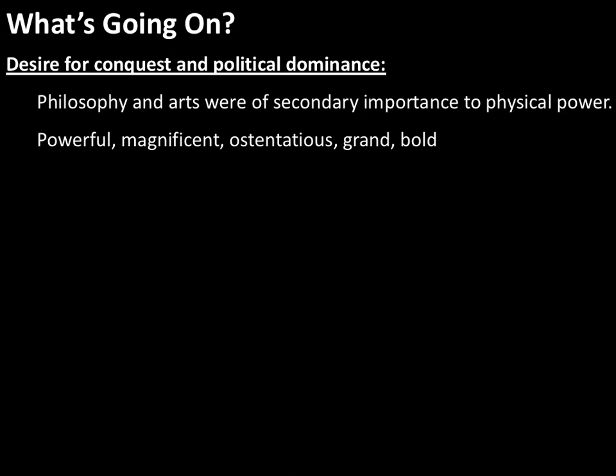In terms of the things that make the Roman period unique, everything was about conquest and political dominance. It was a might makes right kind of rule. So everything was about the glory of Rome. So you have powerful, magnificent, grand and bold things, and we'll see that come out in their architecture. But I also want to point out that philosophy and the arts are of secondary importance. Everything is about physical power.